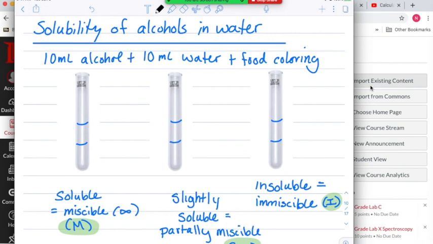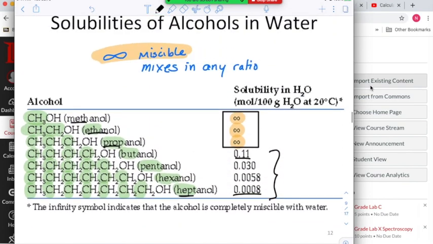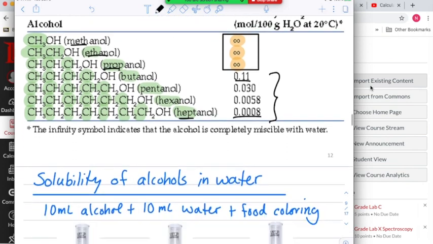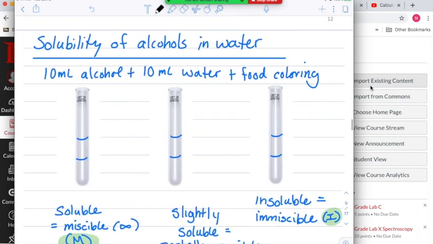All right, so now we're looking at solubilities of liquids and specifically alcohol. So these alcohols that we're looking at are going to be liquids. I should say there was one here that was not a liquid. Actually, I'm not sure, methanol. No, I take that back. Methanol can be a liquid as well. So all of these are liquids.